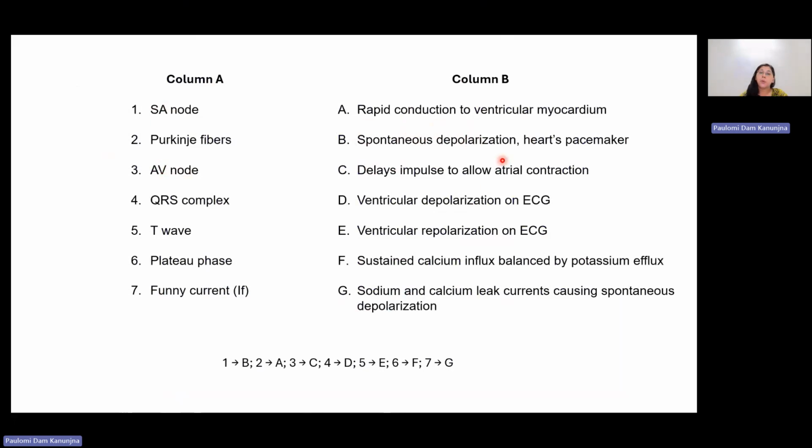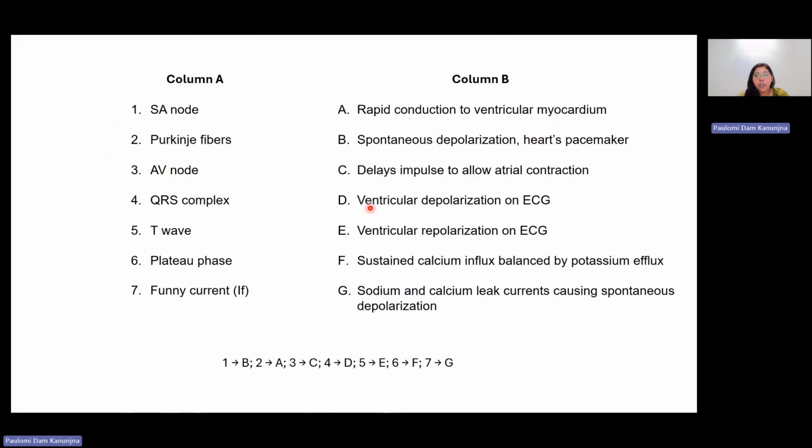The spontaneous depolarization is required to generate the impulse. But what is spontaneous and why it is important, we will do in the coming slides. Right? But for now, the SA node is the one that is responsible for spontaneous depolarization, which is also called the heart pacemaker. So the pacemaker should have given you that it is the SA node. Next, the Purkinje fibers. These are basically the ones that rapidly conduct to the ventricular myocardium for its contraction. The AV node is basically the one that delays the impulse to allow atrial contraction.